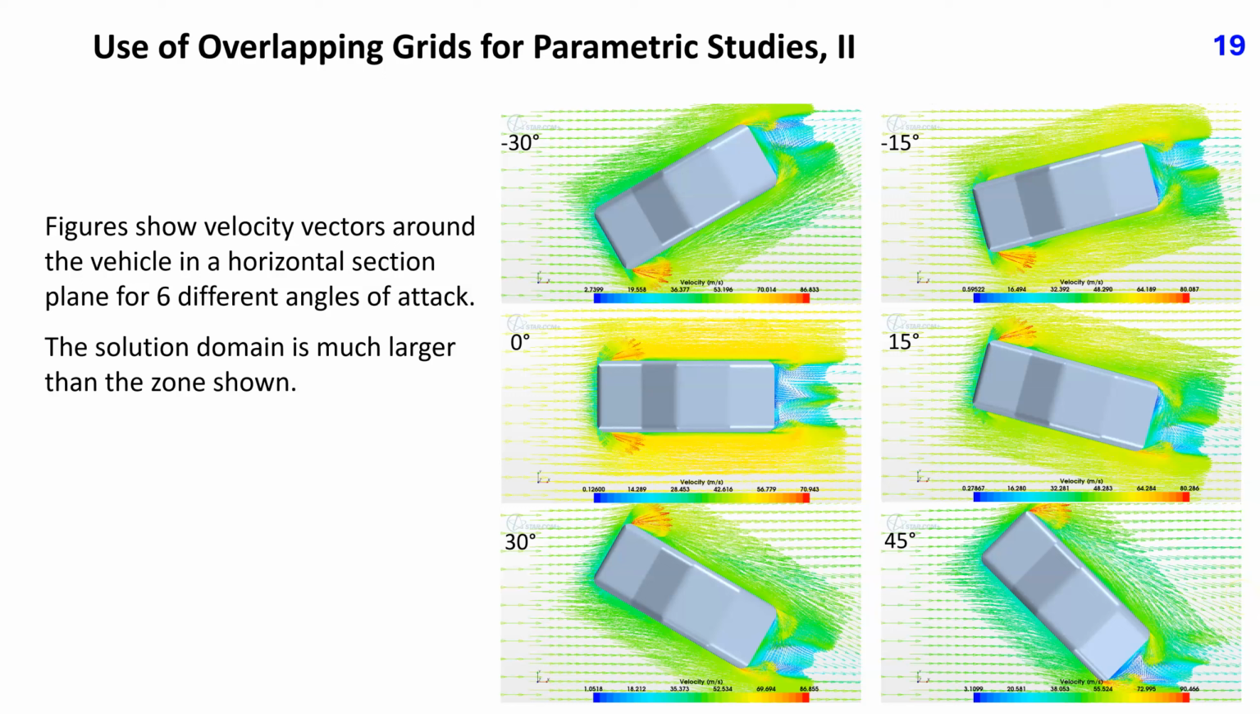These figures show velocity vectors around the vehicle in a horizontal section plane for 6 different angles of attack, corresponding to those for which the pressure distribution was shown in the preceding slide. The flow is turbulent, and the Reynolds-averaged Navier-Stokes equations are solved together with the k-epsilon turbulence model. See lectures 32a and 32b for a description of turbulence models and boundary conditions. The solution domain is much larger than the zone shown.